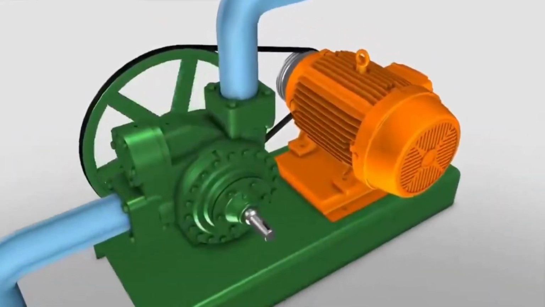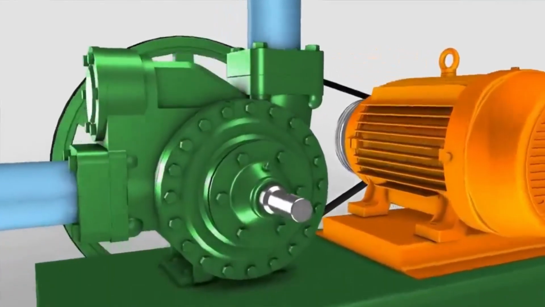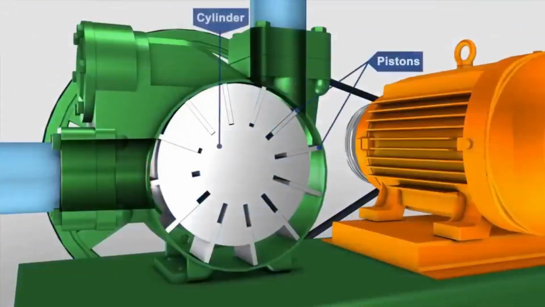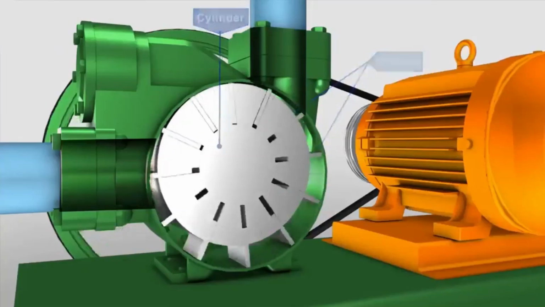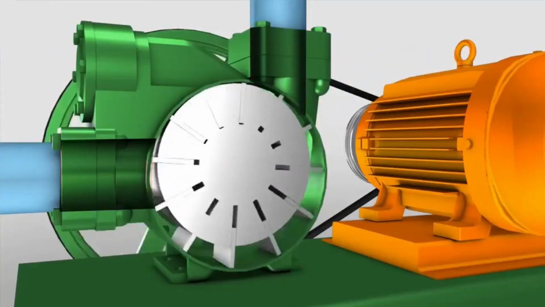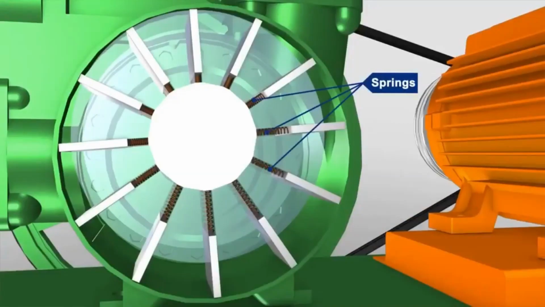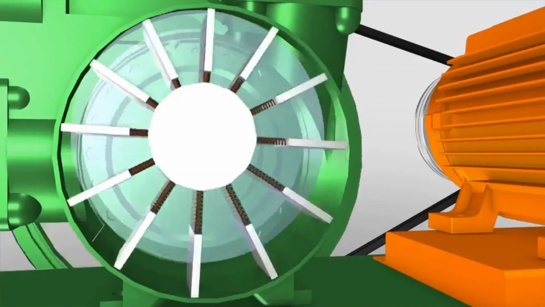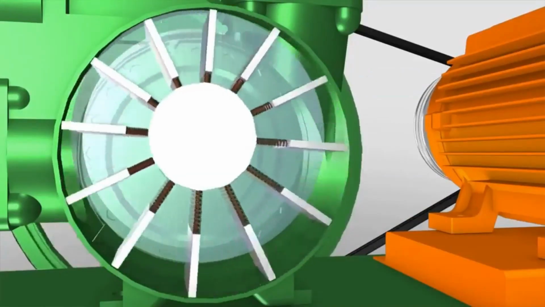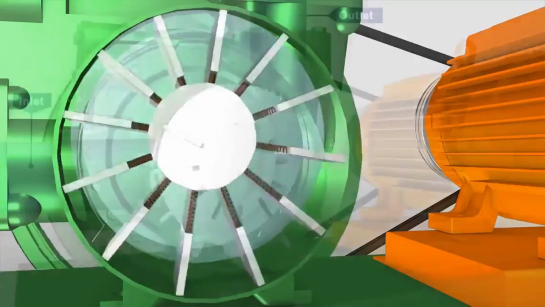A vane pump includes a rotating cylinder containing equally spaced radial pistons arranged radially around the cylinder center line. A spring pushes the pistons against the inner surface of an encircling stationary ring mounted eccentric to the cylinder.